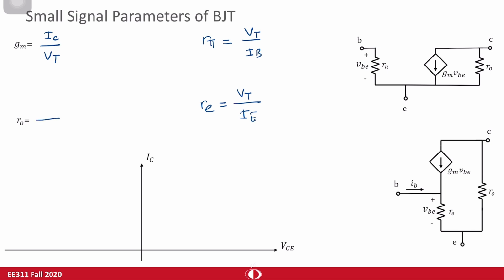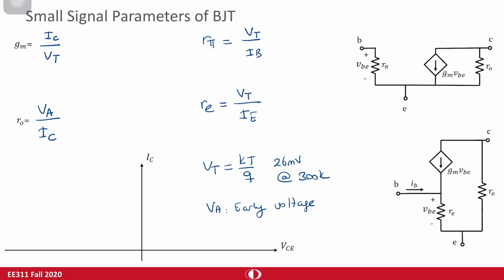For R0, it's voltage V divided by I. Which voltage? That's the only difference, because you have a very high resistance. It's related with the early effect, so you use the early voltage. R0 is appearing at the collector, so the current should be the collector current. And in all of these expressions, VT is equal to kT over q, which is 26 millivolts at 300 Kelvin. VA is the early voltage, in the range of 100 to 300.